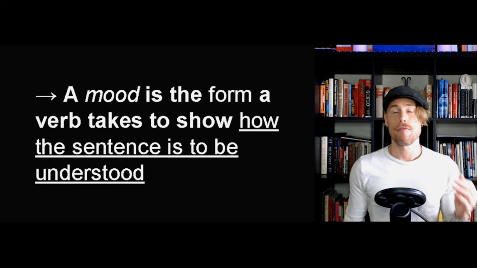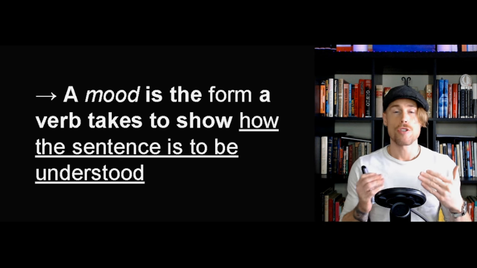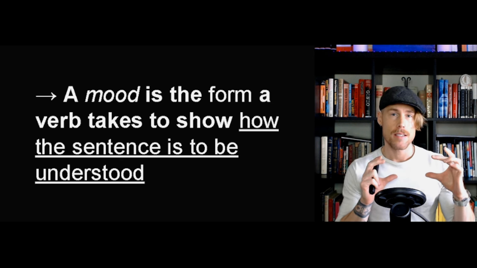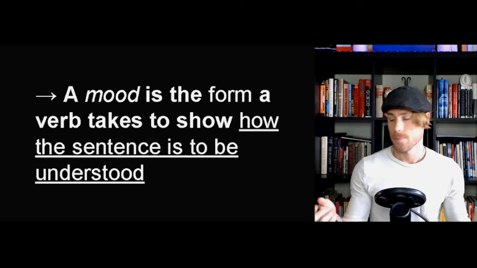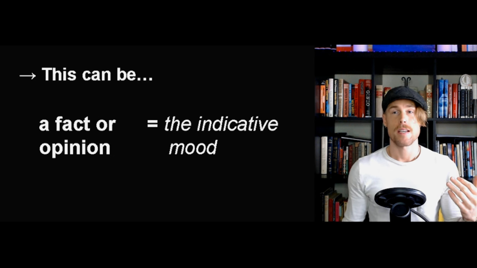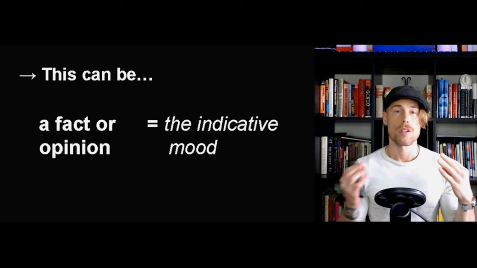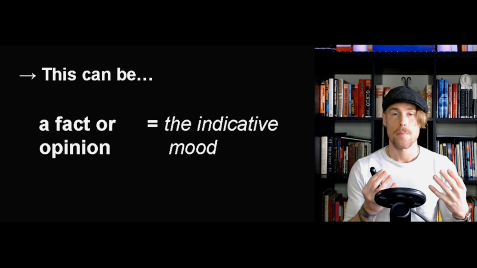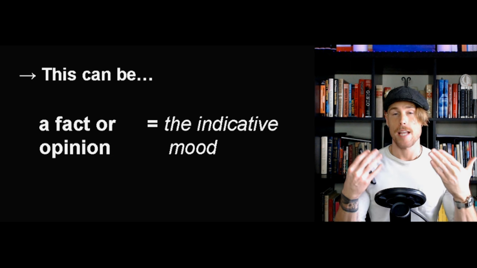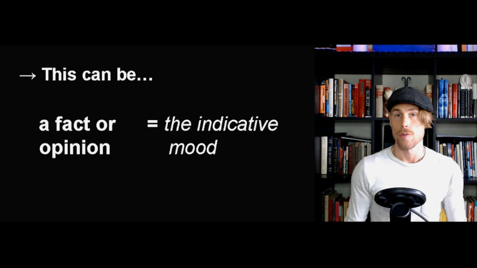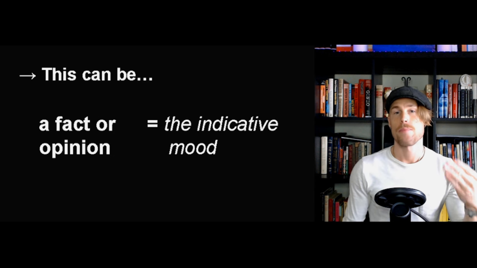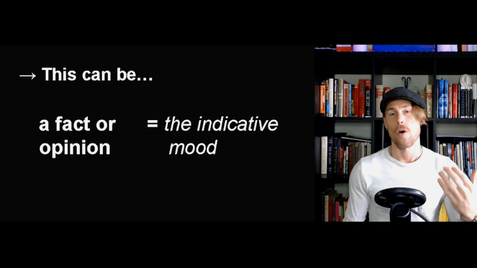A mood is the form a verb takes to show how the sentence is to be understood by the listener. This can be a fact or opinion. In this case, the indicative mood talks about facts or opinions. If I want you to understand a fact or an opinion, I will speak in the indicative mood so that you understand what I am talking about is a fact or an opinion.